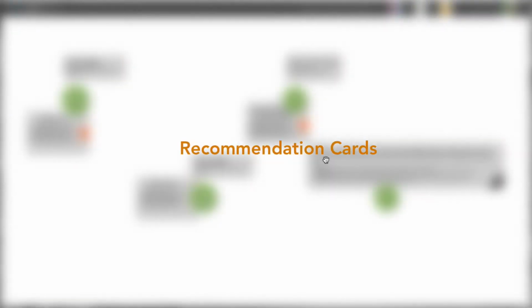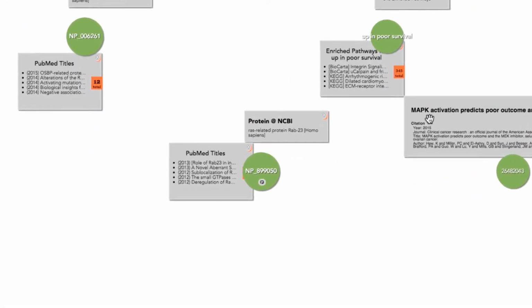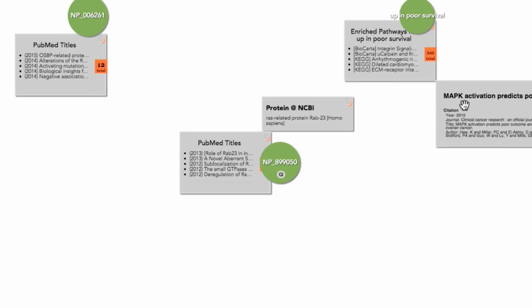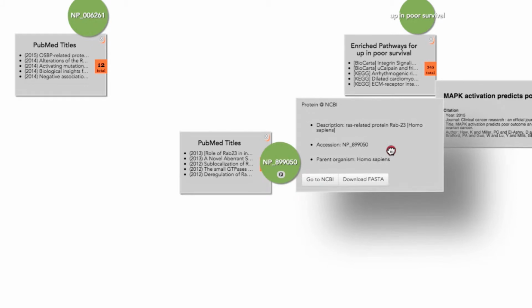Now we'll show the specific recommendations generated for a few types of pins. We anticipate updating these as Active Data Biology matures, but this snapshot is still instructive. Pinned individual proteins have two recommendation cards. The first card is the protein's data at NCBI. The front shows the protein's name, and the back shows a description of the protein alongside its accession number and the organism. There are links to download a FASTA file, or visit the NCBI webpage to see the full information.